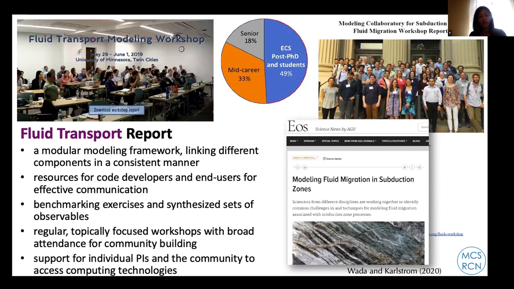There are other specific things that people thought MCS should provide, such as resources for effective communication, benchmarking exercises, regular workshops for community building, and also support for PI and community to access computing technologies. So MCS is really not just for providing modeling framework, but for community building as well, and also bridging different communities, for example, earthquake and volcano communities. And in SZ4D context, it could be bridging different working groups.